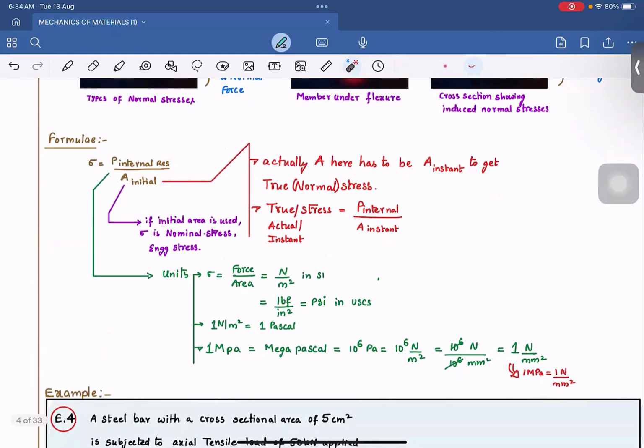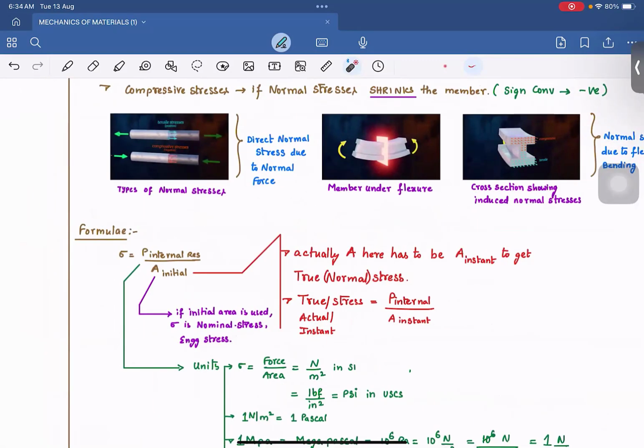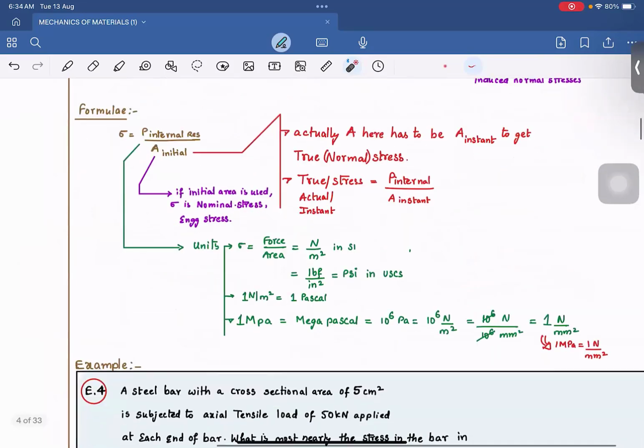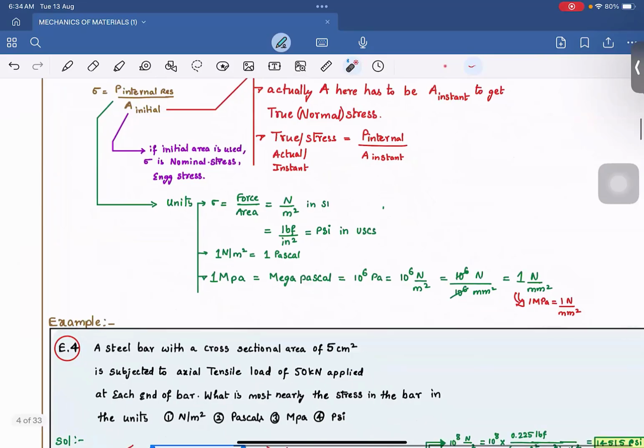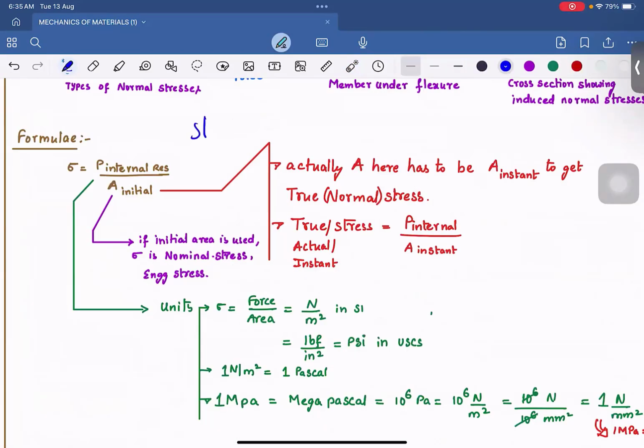I have explained the formula here. I made this note so that my presence is not needed. You can happily go through it as a novel and get through the concepts easily. Again, I have mentioned the formula here: internal resisting force by the area. And here you will get a new concept called area. So coming to the stresses, I have simply said that it is internal resisting force by area.